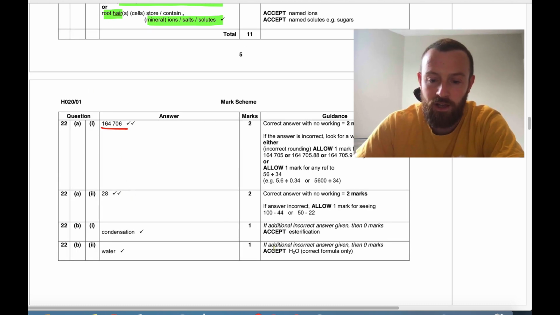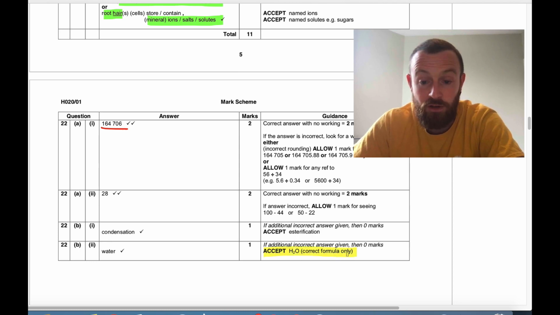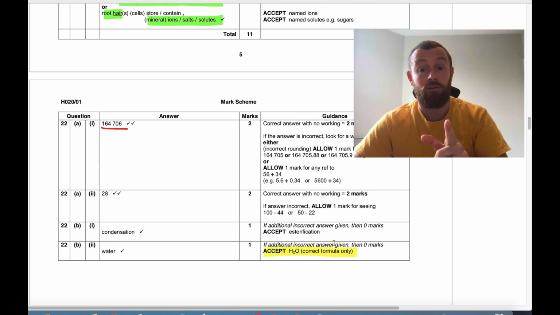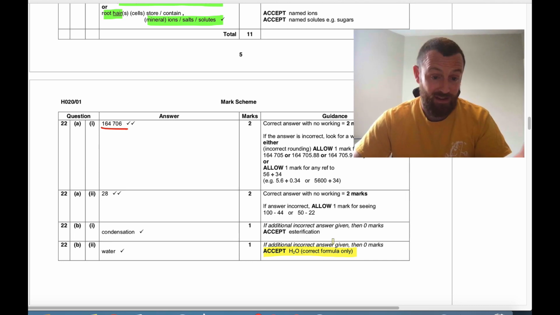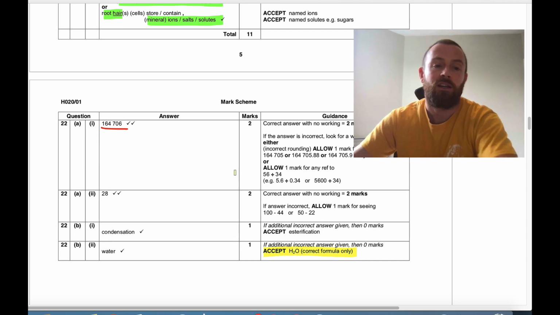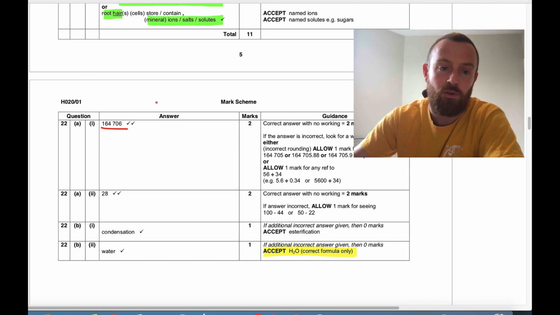Ooh, it does give you the mark. Okay, except H2O. Correct formula only. I have seen, though, where they don't give you the mark for H2O because that's not the name of it. That's the formula of it. And when I see that, I do a little scream inside because I think it's really, really horrible, but you should be aware of that.